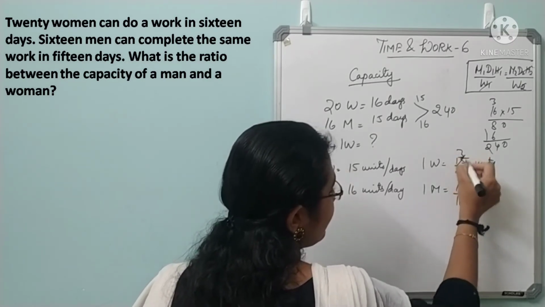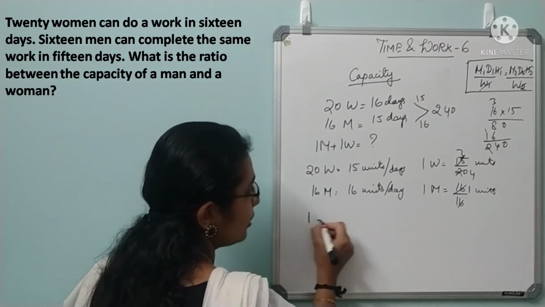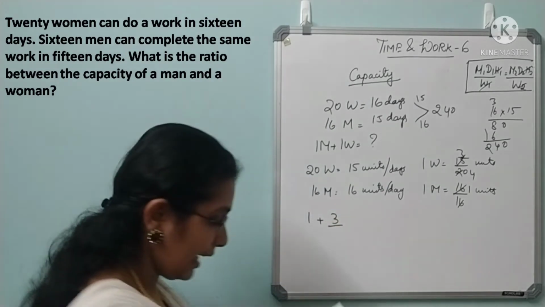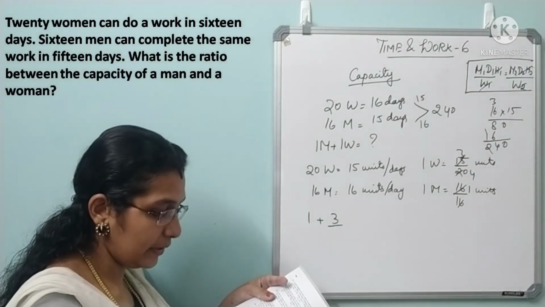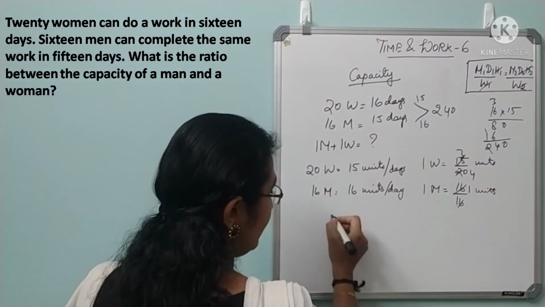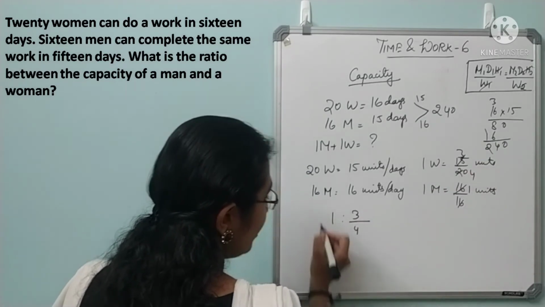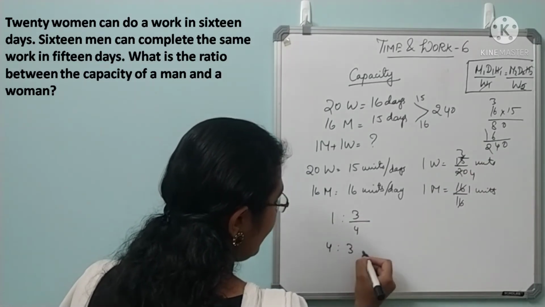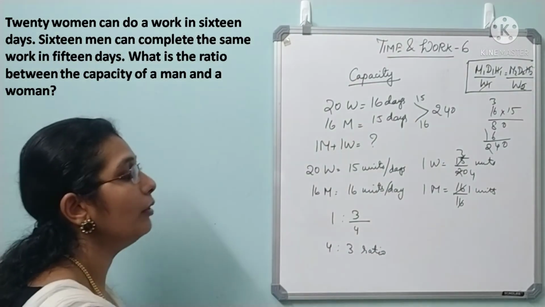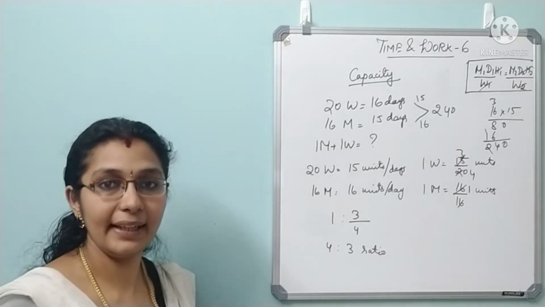So, on simplification 3 by 4. Here it is 1, right? So, one man and one woman. They are asking for the ratio, right? What is the ratio between capacity of a man and a woman? So, man's capacity is 1 and woman's capacity is 3 by 4, right? So, on taking to this side 4:3 ratio. So, this is their capacity. So, this is how you will have to solve this question. Clear? We will solve one more question so you will have a clear idea.